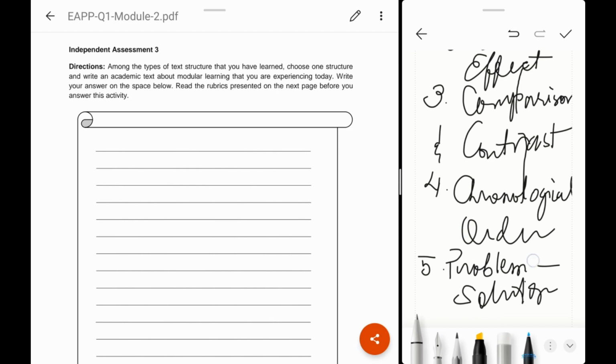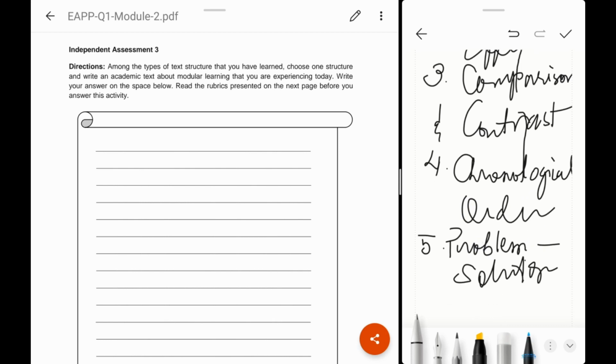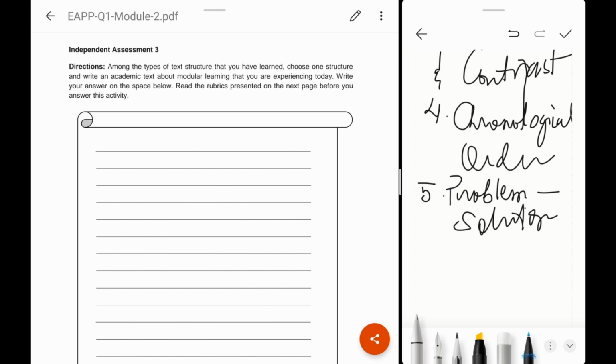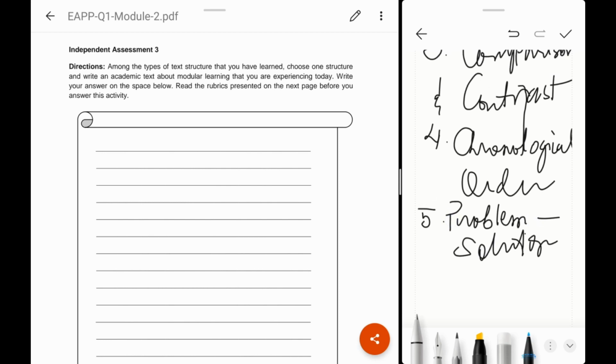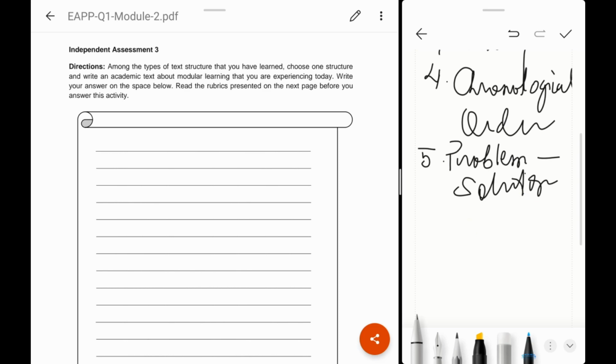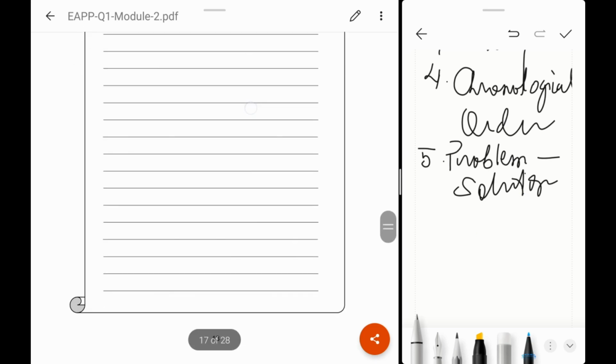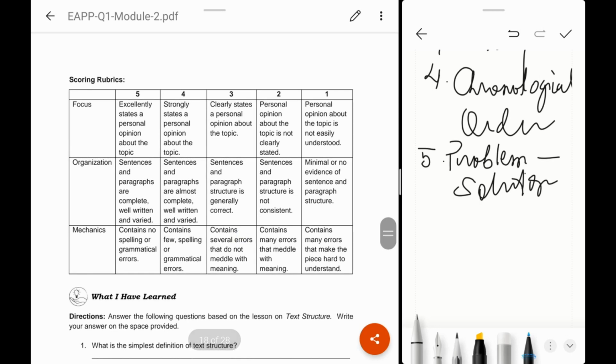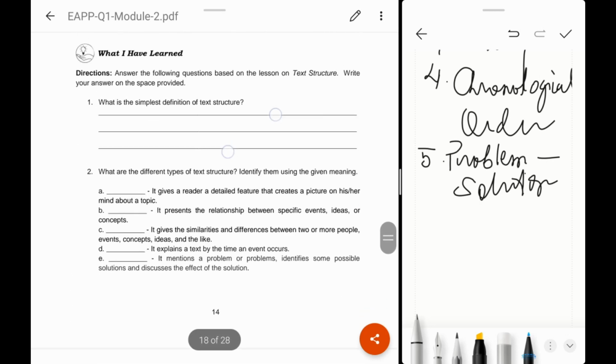Okay? And then, pwede ka naman gumamit ka ng chronological order. Ikwento mo kung paano ka nagwa-modular learning. Paano mo kinukuha yung modules mo, paano mo sinasagutan, paano mo pinapasa. Madali lang, di ba? And then, 5, problem solution. Anong problem mo sa modular learning? Tapos, anong tingin mong mga solusyon para masagot yung mga problema mo na yun sa modular learning? Easy, right? Very good. And then, here's our rubrics, how your paragraph will be graded.